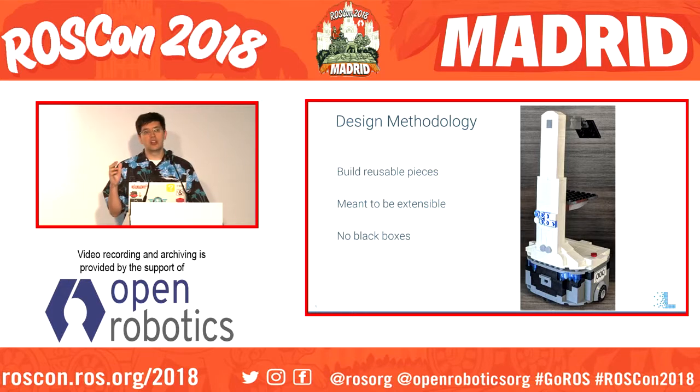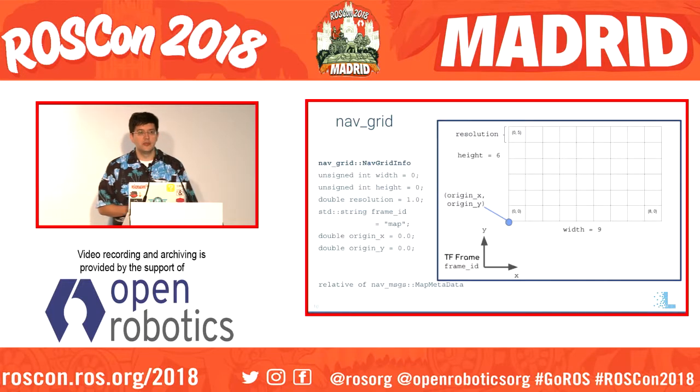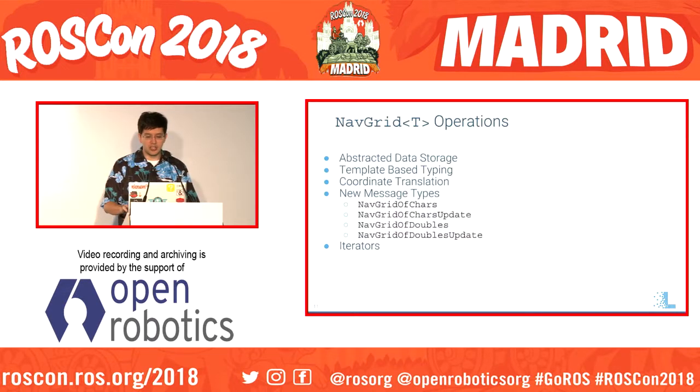Chief among those reusable pieces is a data structure that occurs multiple times in the navigation stack, which I'm calling navgrid. A costmap is really this grid-based representation where we assign a value to each cell in a grid. This is used in costmaps, but it's also used in the global planner in a couple of different places, as well as the local planner for storing different types of information. And so I've created a data structure here meant to be reused, where you declare where the grid is based on one of these navgrid infos, and then you can use it in a number of different contexts.